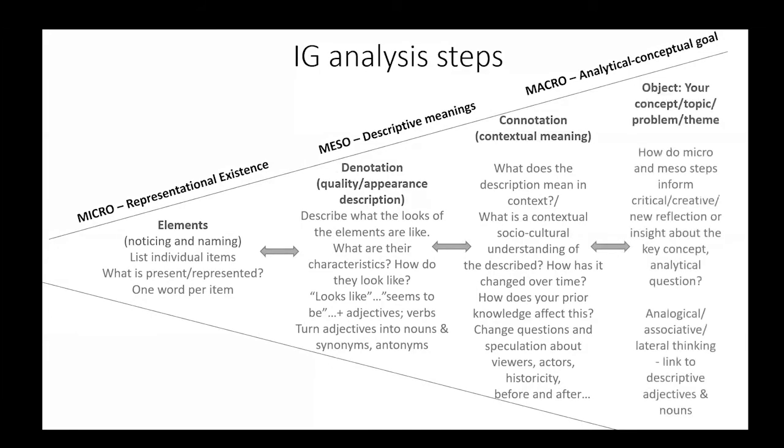And finally, this is the concept. So how do all these micro and meso steps inform critical, really creative new insights and reflection about these key concepts? So it's more about analogical, associative, lateral thinking, where we try to link these descriptive adjectives, nouns, and elements to the concept and have this deeper reflection.